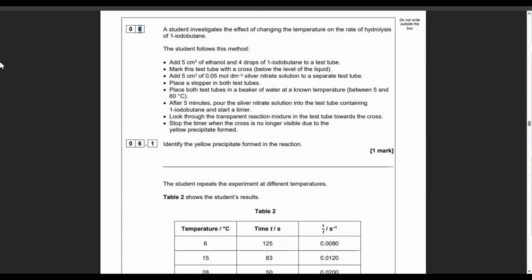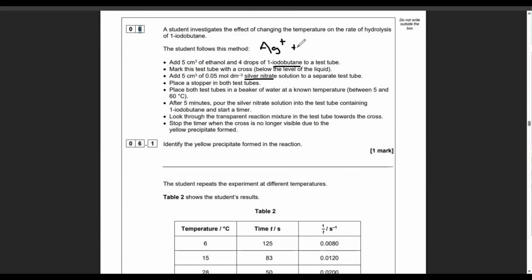After 5 minutes, pour the silver nitrate solution into the test tube containing 1-iodobutane and start a timer. Look through the transparent reaction mixture in the test tube towards the cross. Stop the timer when the cross is no longer visible due to the yellow precipitate formed. Identify the yellow precipitate. Okay, you can pause the video if you want to have a go here.